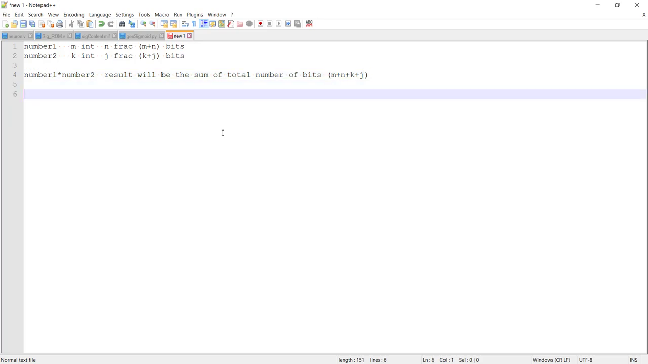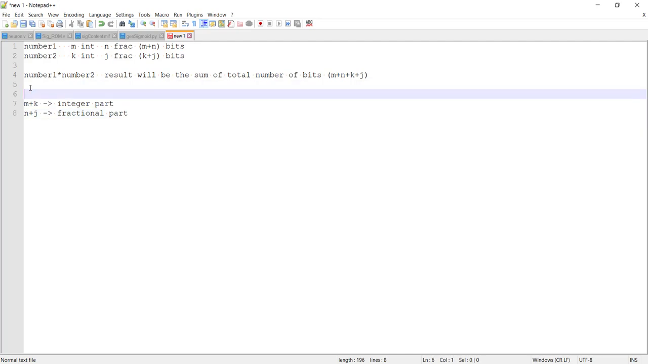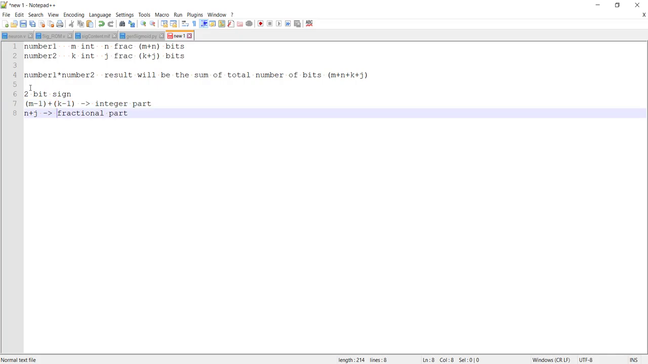Out of this result, m plus k integer part and n plus j fractional part will be there in the overall result. Now remember this integer part includes the sign bit also. So if I separate that sign bit, I can say there will actually be two sign bits, and m minus 1 plus k minus 1 integer bits excluding the sign, that is the magnitude part, and n plus j fraction bits will be there.